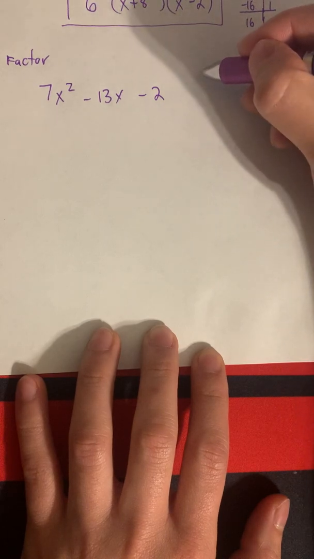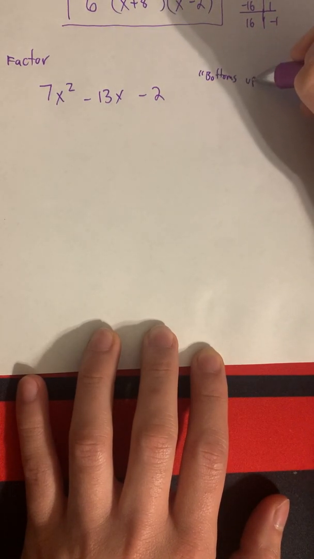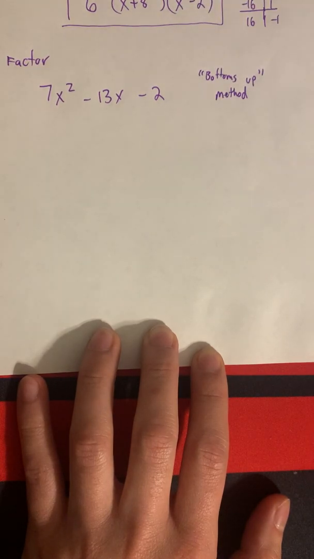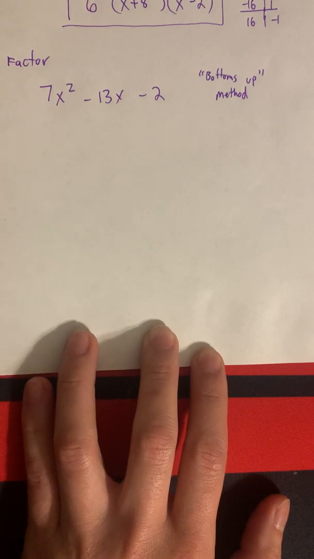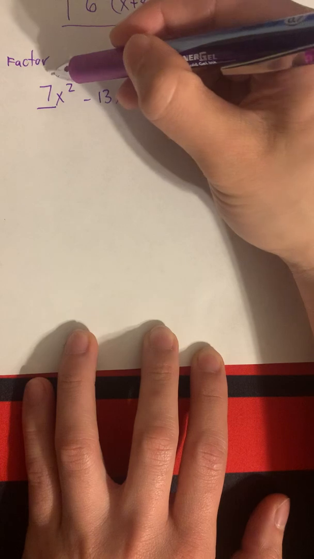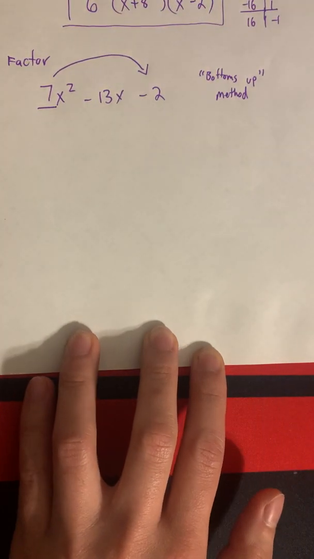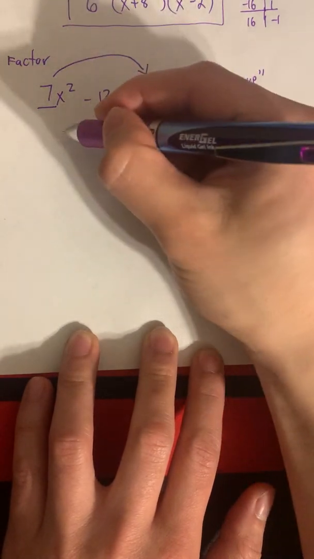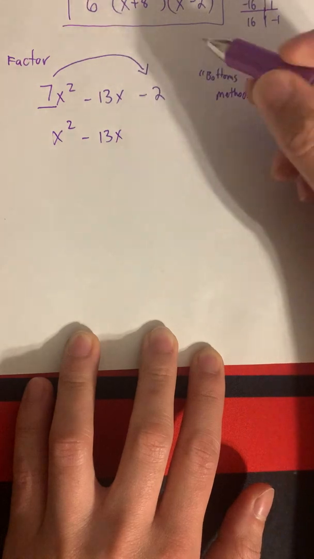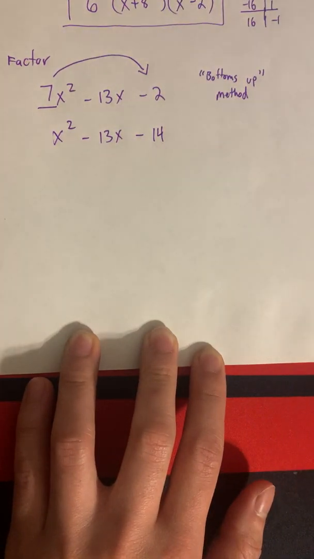It's called the bottoms up method. All right, so bottoms up method. The first thing I want to do is take this number here and multiply it to the last number and then rewrite it without the first number. So I'm going to get rid of that there. And then I'm going to multiply it with this negative 2. So we're going to have negative 14 at the end.